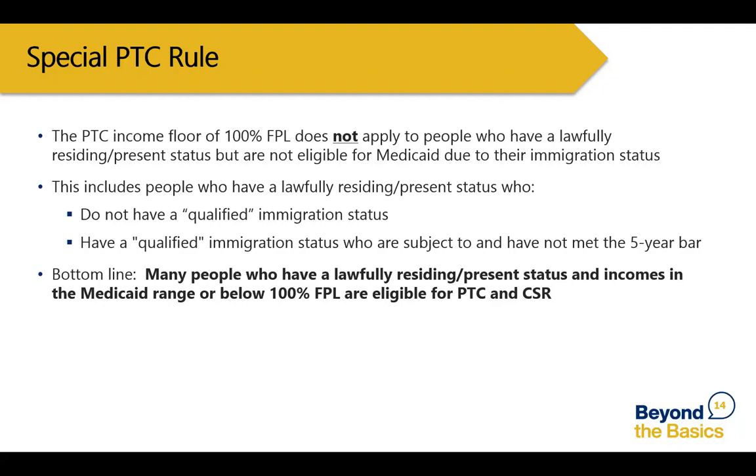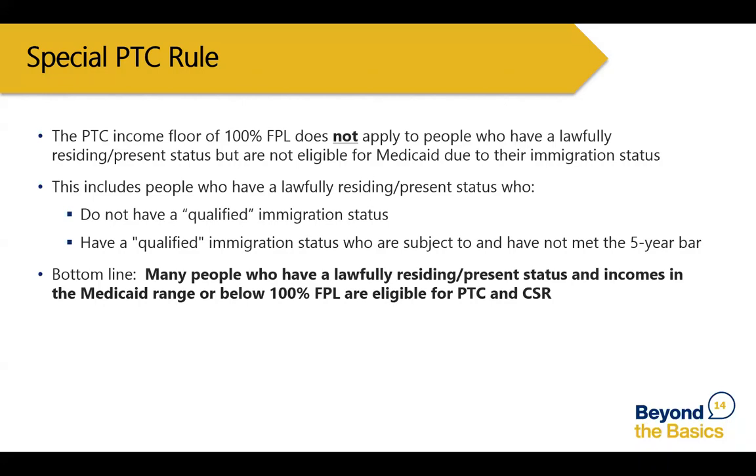The political structure just was not going to make that happen. So instead, what they did was they said, okay, we're going to have this exception. If an individual is lawfully present but does not meet the strict Medicaid eligibility rules around immigration status, they're going to be able to get premium tax credits even if their income falls below the poverty line.